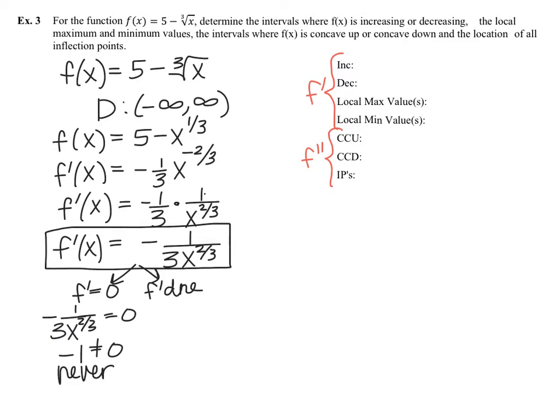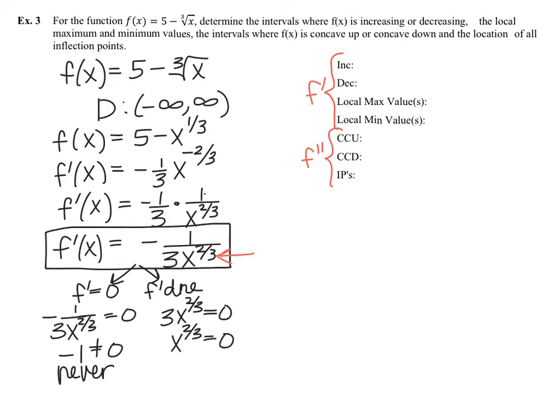However, if we look at the first derivative and think about where it's undefined, because it is a fraction, that most certainly will happen whenever the denominator is equal to 0. So the first derivative will be undefined when 3x to the 2/3 power is equal to 0, the denominator. So you could think of it as dividing both sides by 3.